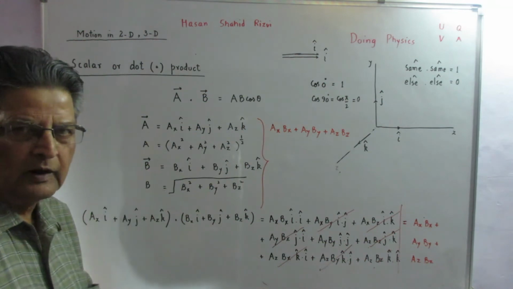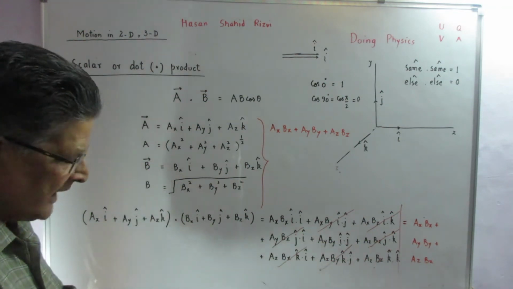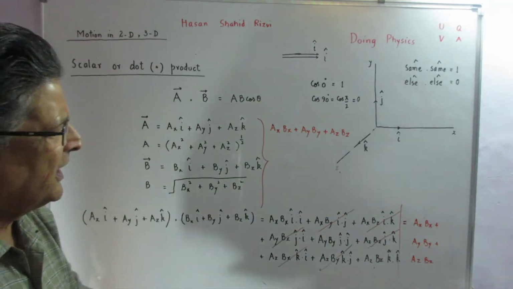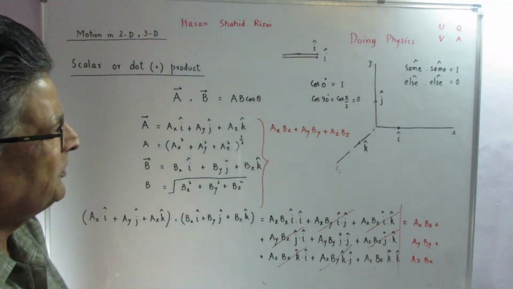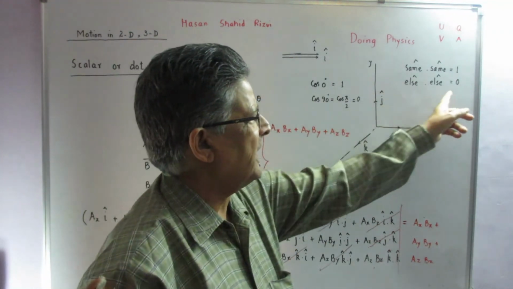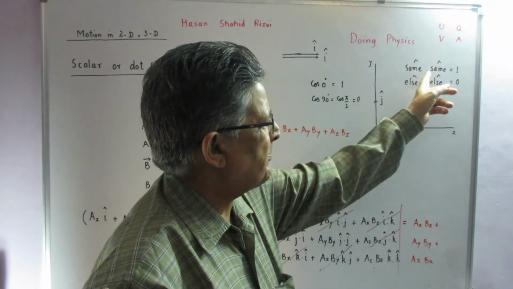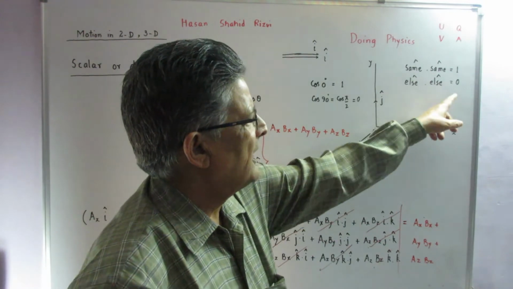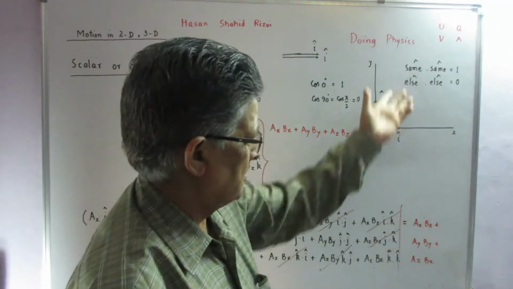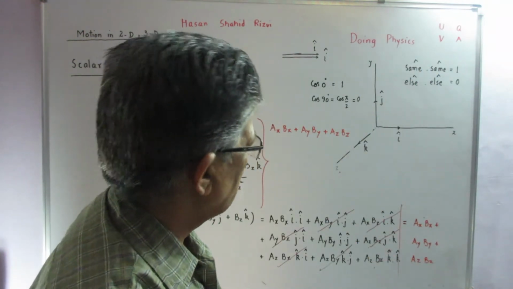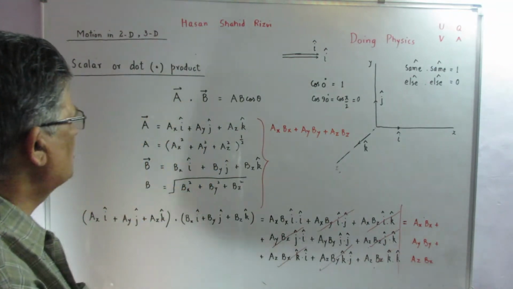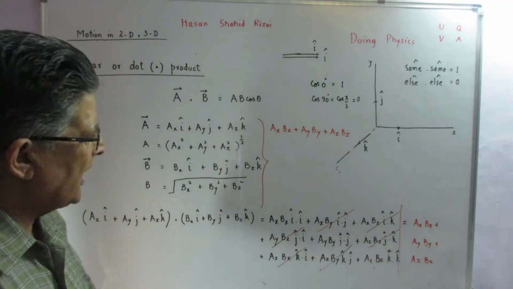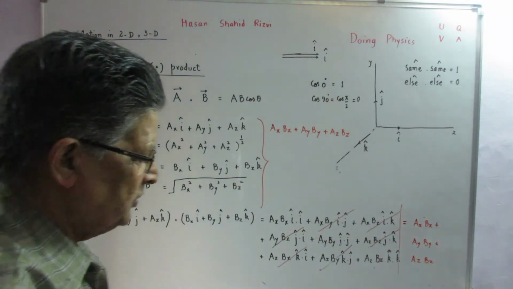I leave you, or push you into the ocean, like what is done with the Navy cadets, and they can find out so many problems and they enjoy this thing. But with this, i cap dot i cap is equal to 1, and i cap dot j cap is equal to 0. So good for that. But now I take up the other thing, which is very interesting.